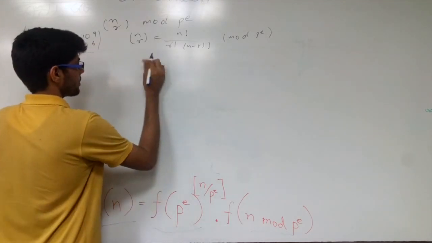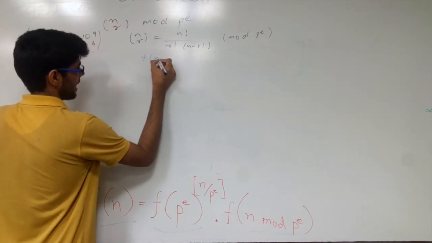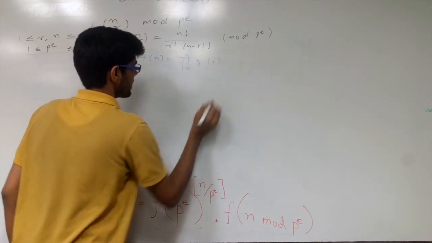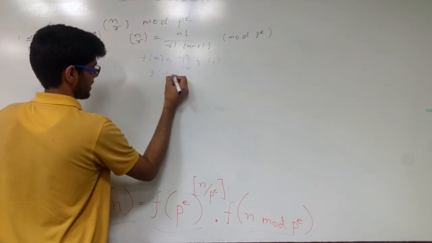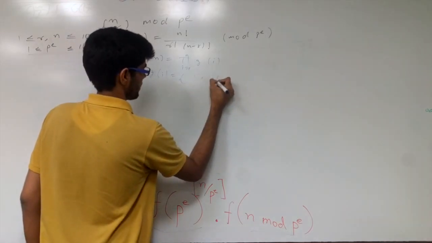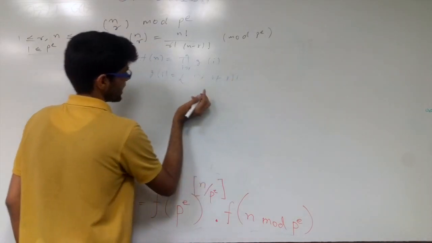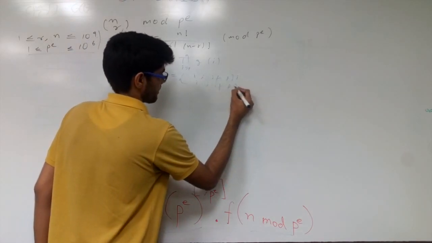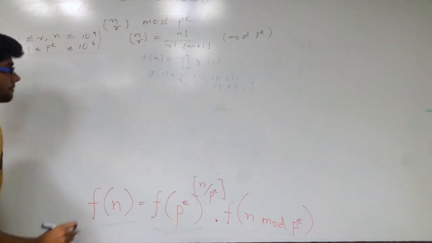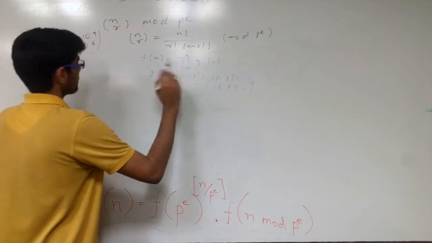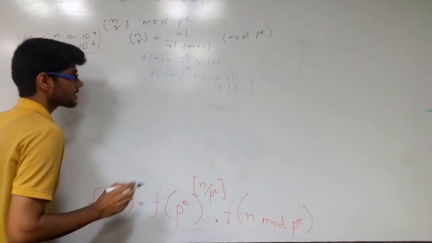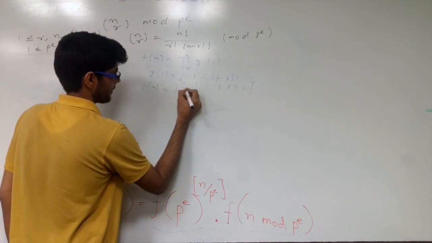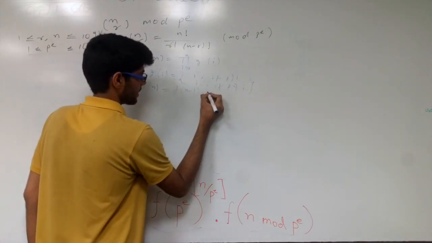Okay, so we know that f of n equals the product for i equal to 1 to n of g of i, and g of i equals 1 if p divides i, and i if p does not divide i. Now it's fairly simple to calculate f n if we know the value of f n minus 1, because f n equals f n minus 1 into g.